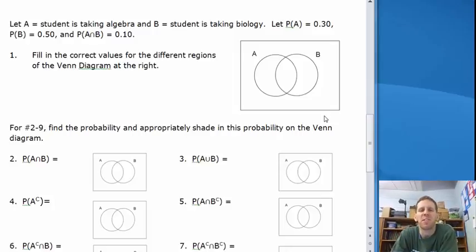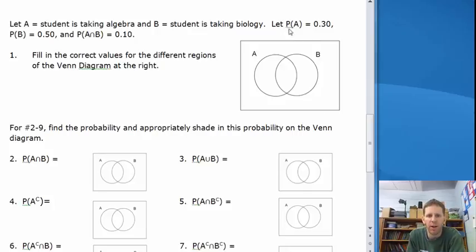These are AP Statistics notes on Venn diagrams. We're going to take a look at a situation where we have students taking algebra and biology classes, and we're going to let A be the event that a student is taking algebra, and B be the event that a student is taking biology. And we have some probabilities.